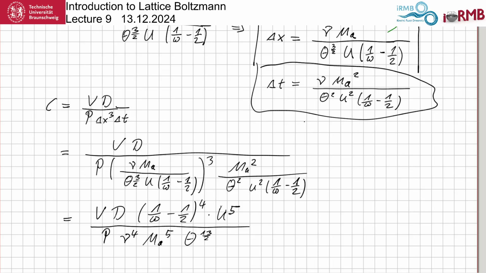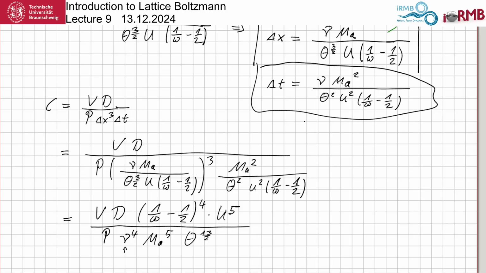But what you see is when you want to run simulations at higher velocities, this is very expensive, because this goes with the velocity to the fifth power. Also, if you want to have small viscosities, it's also very expensive.